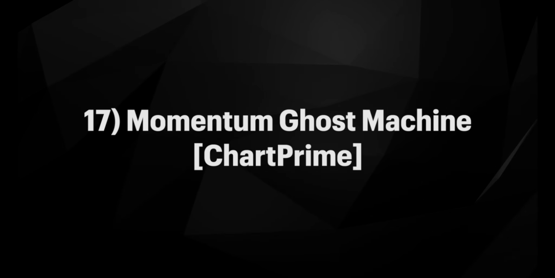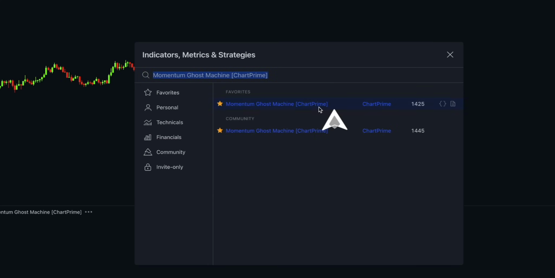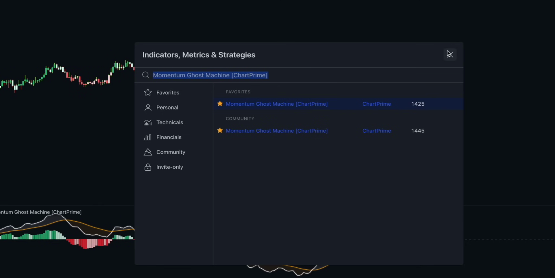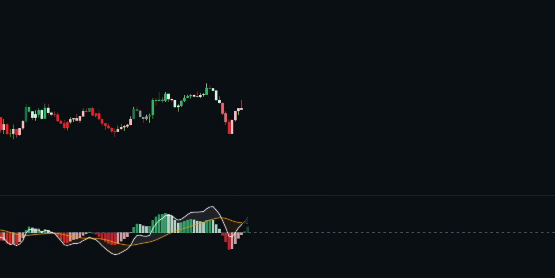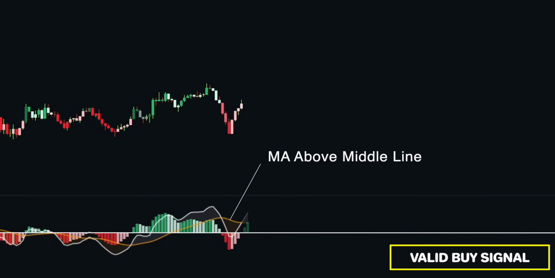On the 17th place, I put an indicator called Momentum Ghost Machine by Chart Prime. This indicator can serve as a secondary confirmation tool. It works best in the 5 and 15-minute time frames. This tool takes advantage of the properties of one of our favorite filters, MACD, to create a more accurate and stable momentum oscillator by using a high-quality filtered delayed signal to compare momentum.